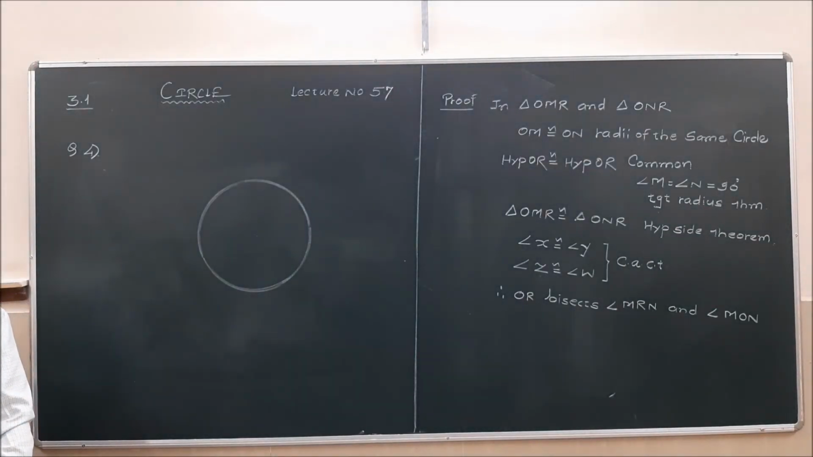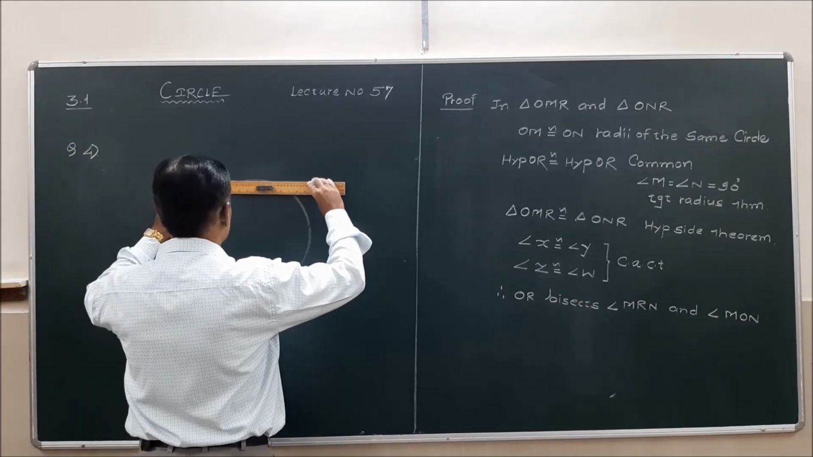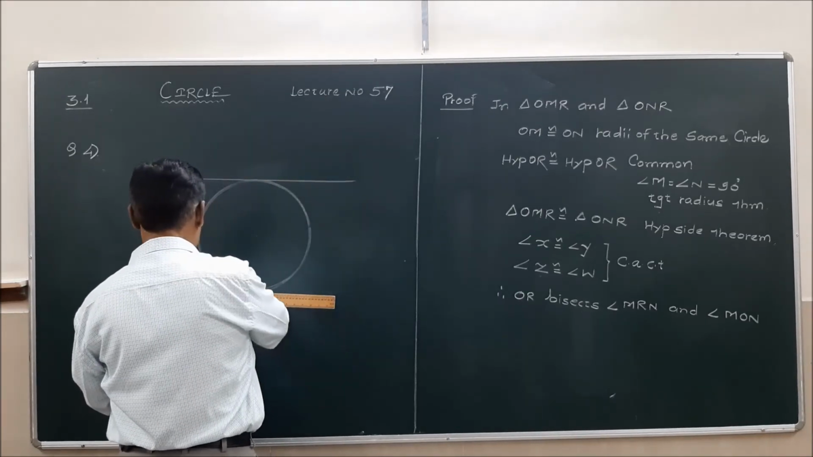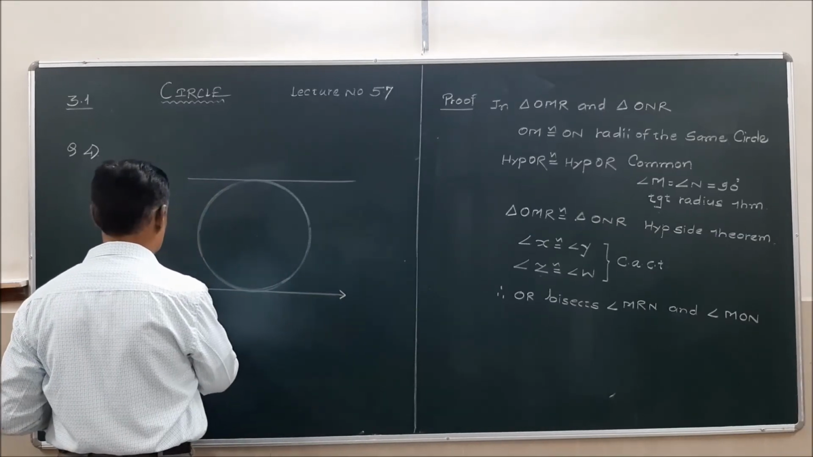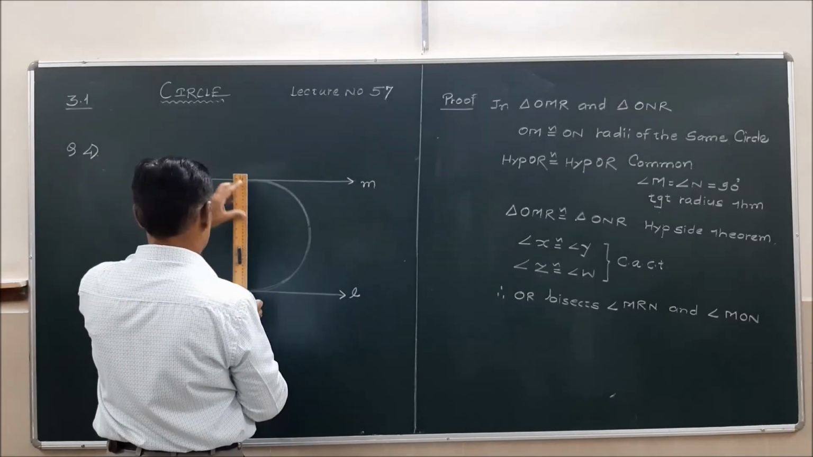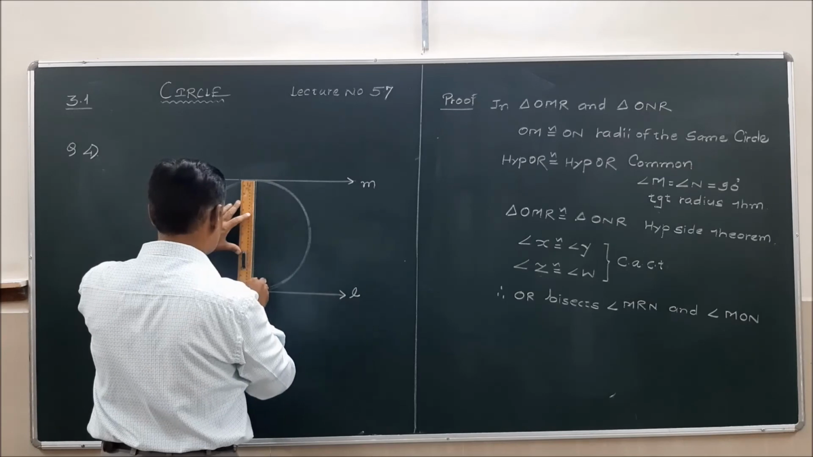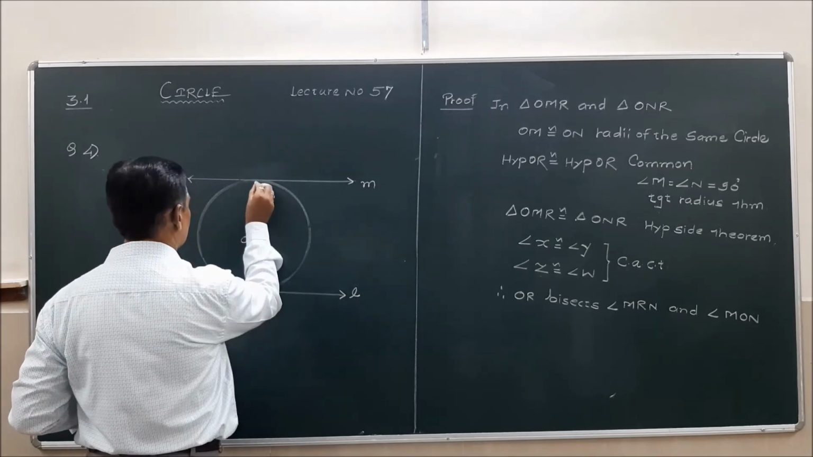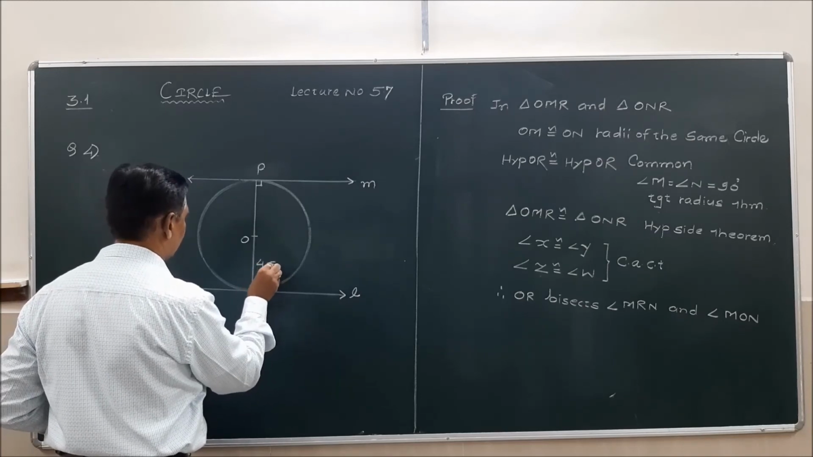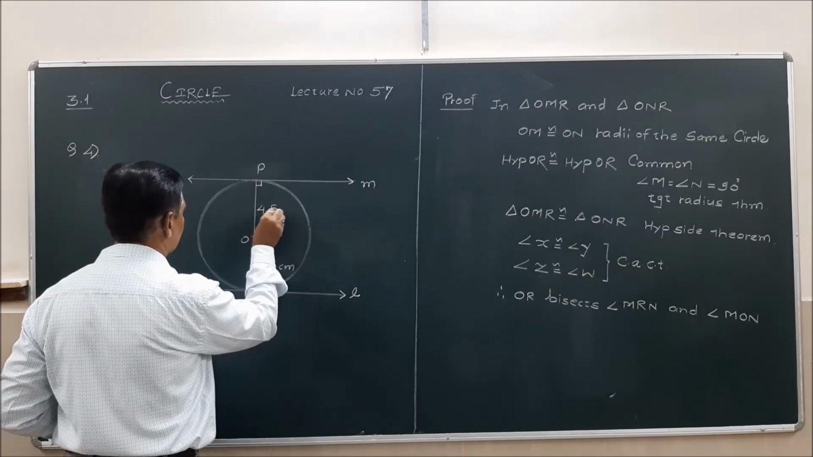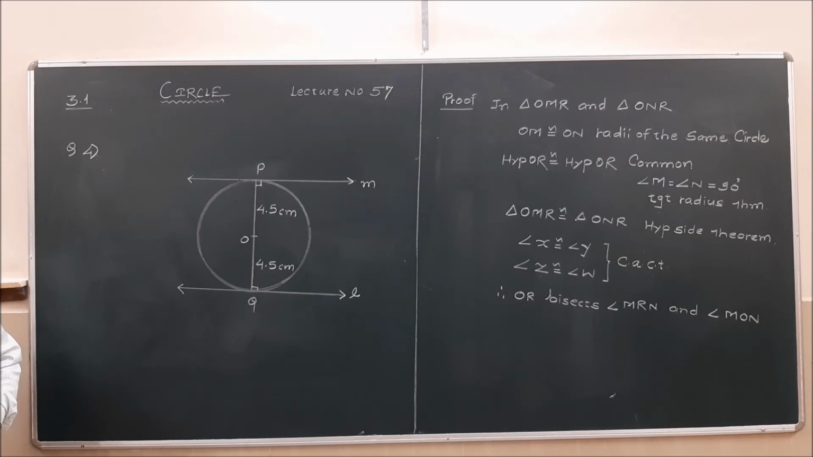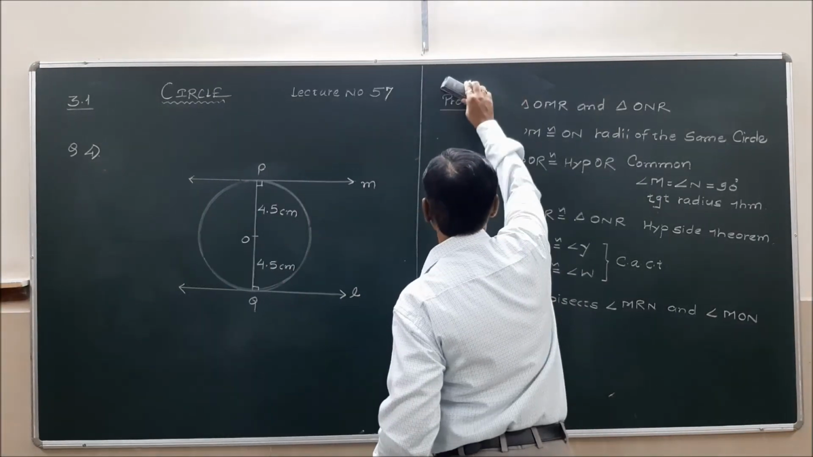This is a circle I have drawn. Two parallel tangents I am going to draw. These are parallel to each other. Reason is very simple. L is parallel to N. O is the center of the circle. This is P. This is Q. 4.5, 4.5. So distance PQ is 9. Very simple answer. But we have to give justification for our answer.